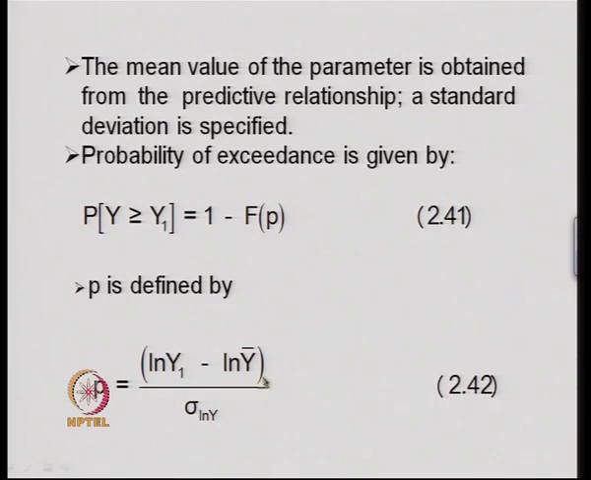So, this normalized quantity is taken as the value of p, and F(p) obviously follows a normal distribution, and there are standard charts which are available for the standard normal variate. From that one can easily find out the value of F(p), and hence the probability of exceedance of a certain parameter can be obtained easily.